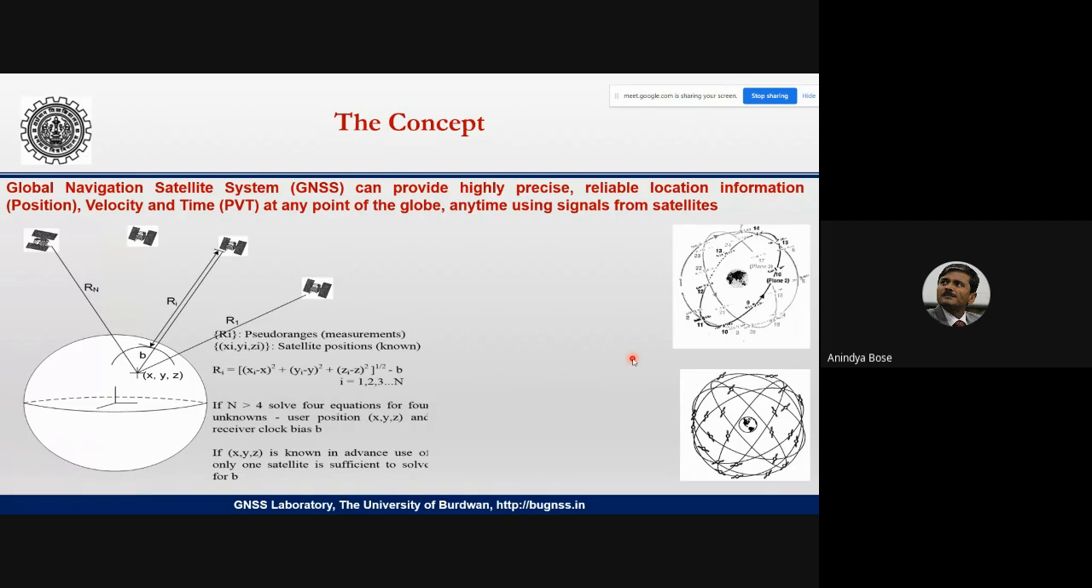Location information: location, velocity, and time. So we call it position, velocity, and time, PVT, or in some cases it will be called PNT, position, navigation, and time, at any point of the globe, anytime, using signals from satellites. So that is the basic definition, if you take it for the beginning. Now, how does the system work?